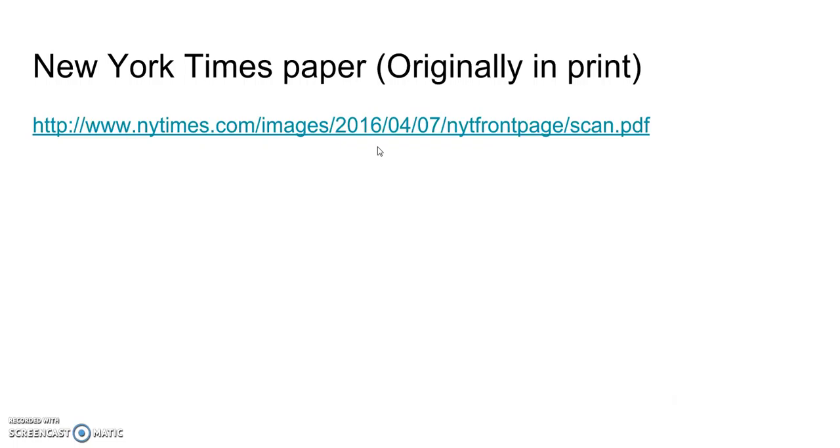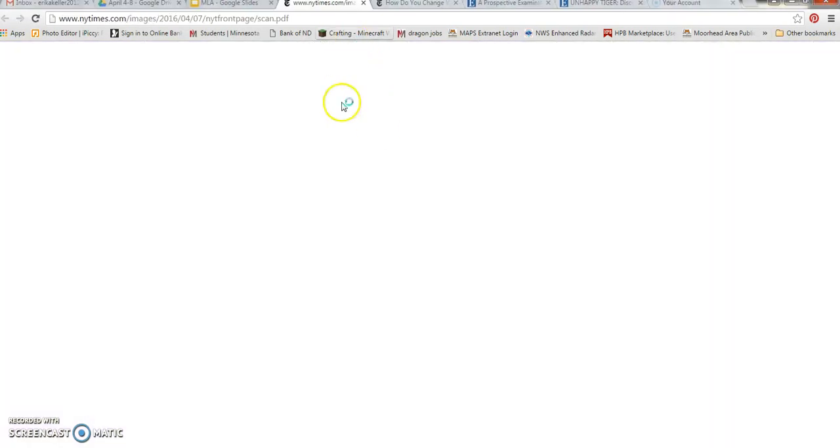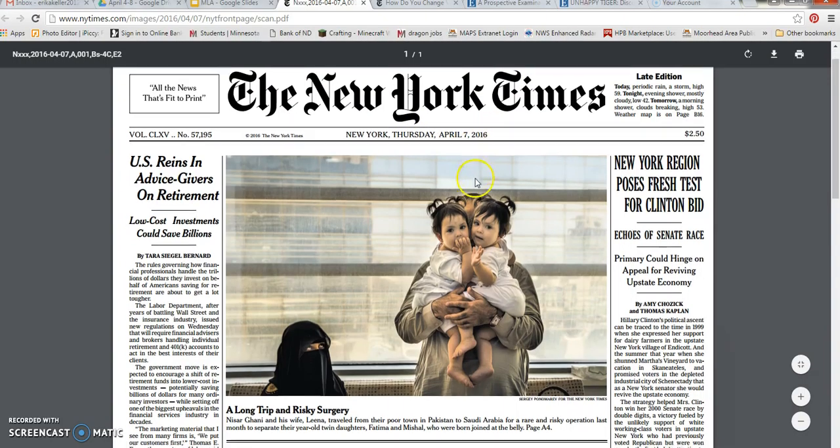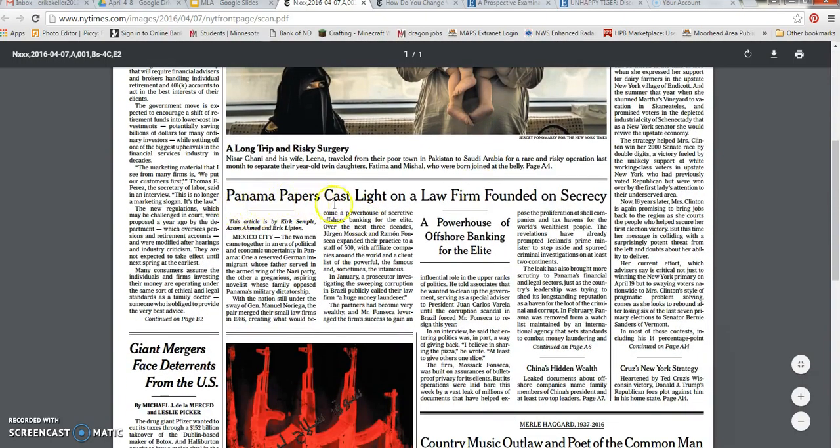Sometimes when you have a newspaper, it's printed first and then scanned in online. So in this case, this would be what you would have to look for. Okay, so I chose the New York Times. So this is the title of our newspaper. We have our date that it was published, Thursday, April 7th. I chose this Panama Papers as the article that I wanted to use. Then here are our authors, writers.